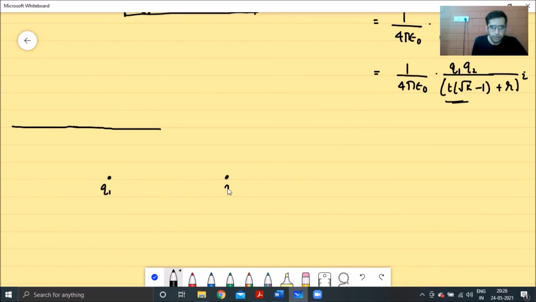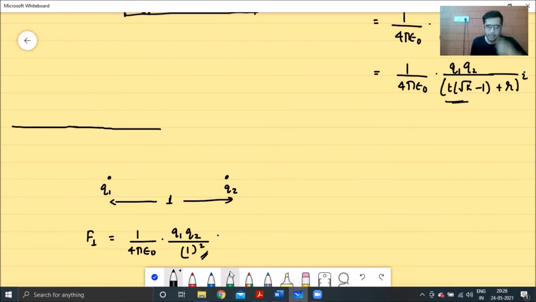Two charges Q1 and Q2 were separated by a distance of 1 meter. Right? So when they're separated by a distance of 1 meter, what will be the force acting between them? Let me write that force as F1. We know that the force F1 will be equal to 1 by 4 pi epsilon naught Q1 Q2 by 1 whole square.